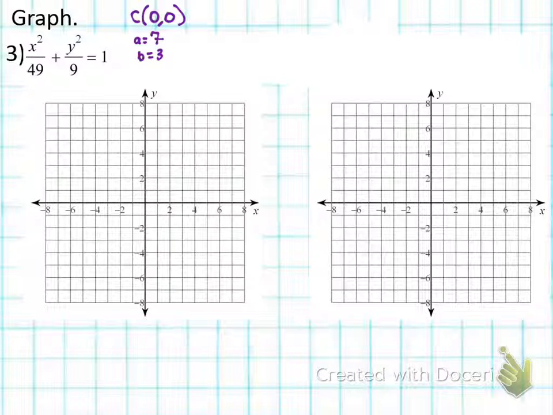Okay, we're doing this together. But I still need everyone to participate, even though we're doing it together. Okay, so we're plotting our center now, 0, 0. Let's all plot our center point, 0, 0. And then A is 7, so you're going to go left and right 7. B is 3. You're going to go up 3 and down 3, and we're plotting our ellipse. Okay, I'm going to check up on your work, and I'm going to give you about 20 seconds to catch up if you're not done.